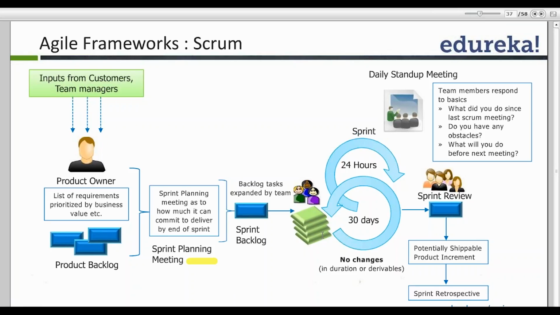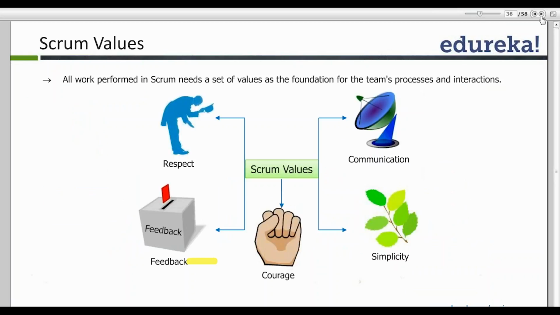Product backlog, yes, you can keep on adding items to the product backlog or you can keep on updating the product backlog items. But sprint backlog is not something which can be changed as such. Okay, so moving ahead. Scrum values.